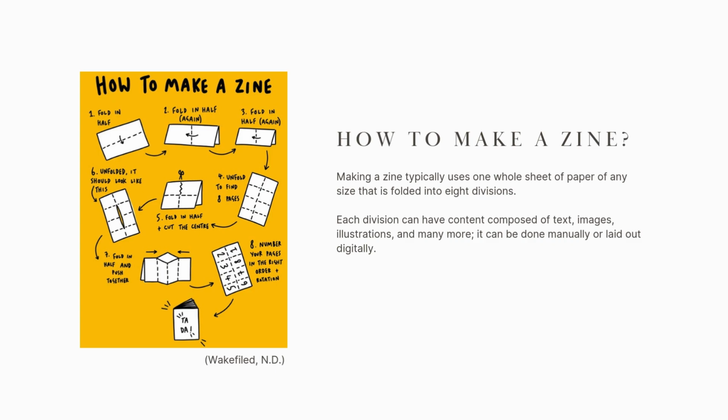How to make a zine? Making a zine typically uses one full sheet of paper of any size that is folded into 8 divisions. Each division can have content composed of text, images, illustrations, and many more. It can be done manually or laid out digitally. The instructions for making a zine are in traditional zine format, as you can see here on the slide. The end product would look similar to a small brochure or pamphlet book that can be browsed by flipping the pages from the front cover to the back.